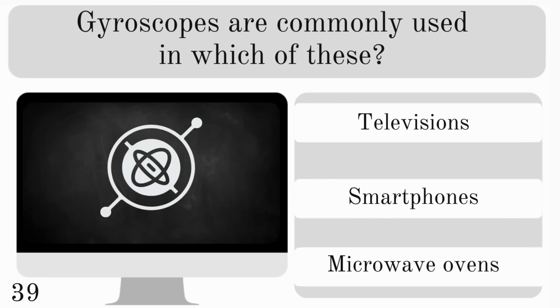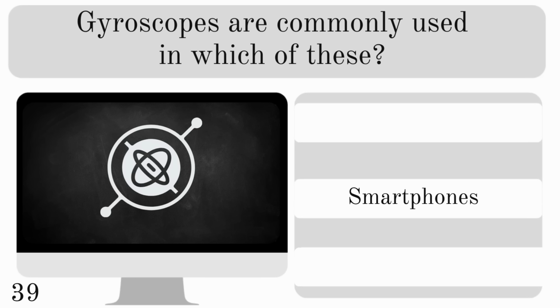Gyroscopes are commonly used in which of these? Televisions, smartphones or microwave ovens? And they are used for things like screen rotate in smartphones.